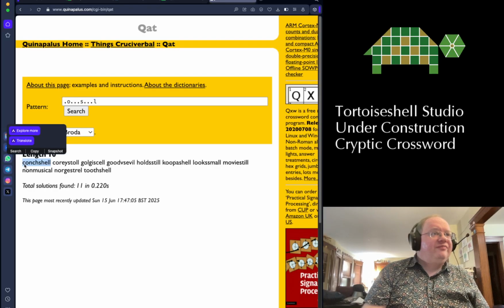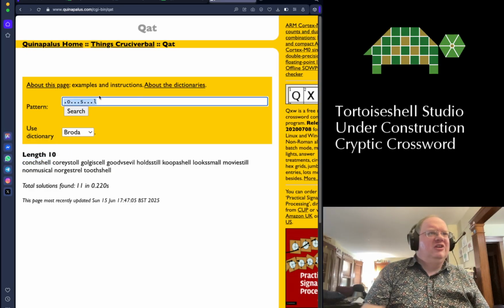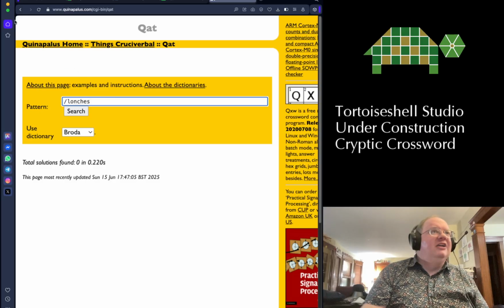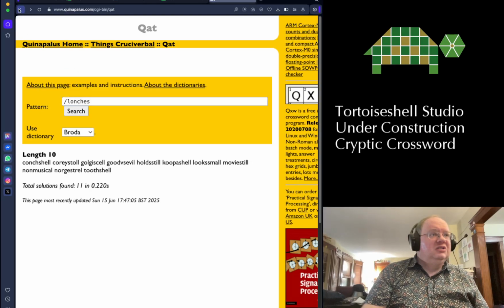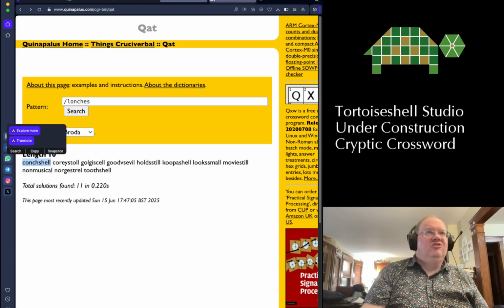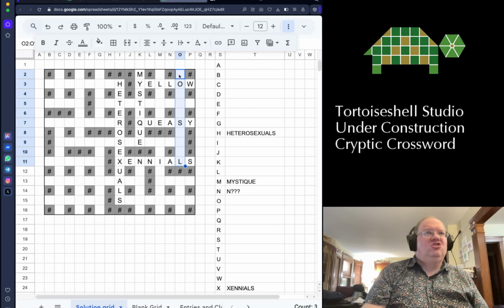It's got enough repetition that it could be a letter bank, but I don't think that there's an anagram of that. Nope. You could have something with like cons and hell, and you just need to get the ch in there. So sure.